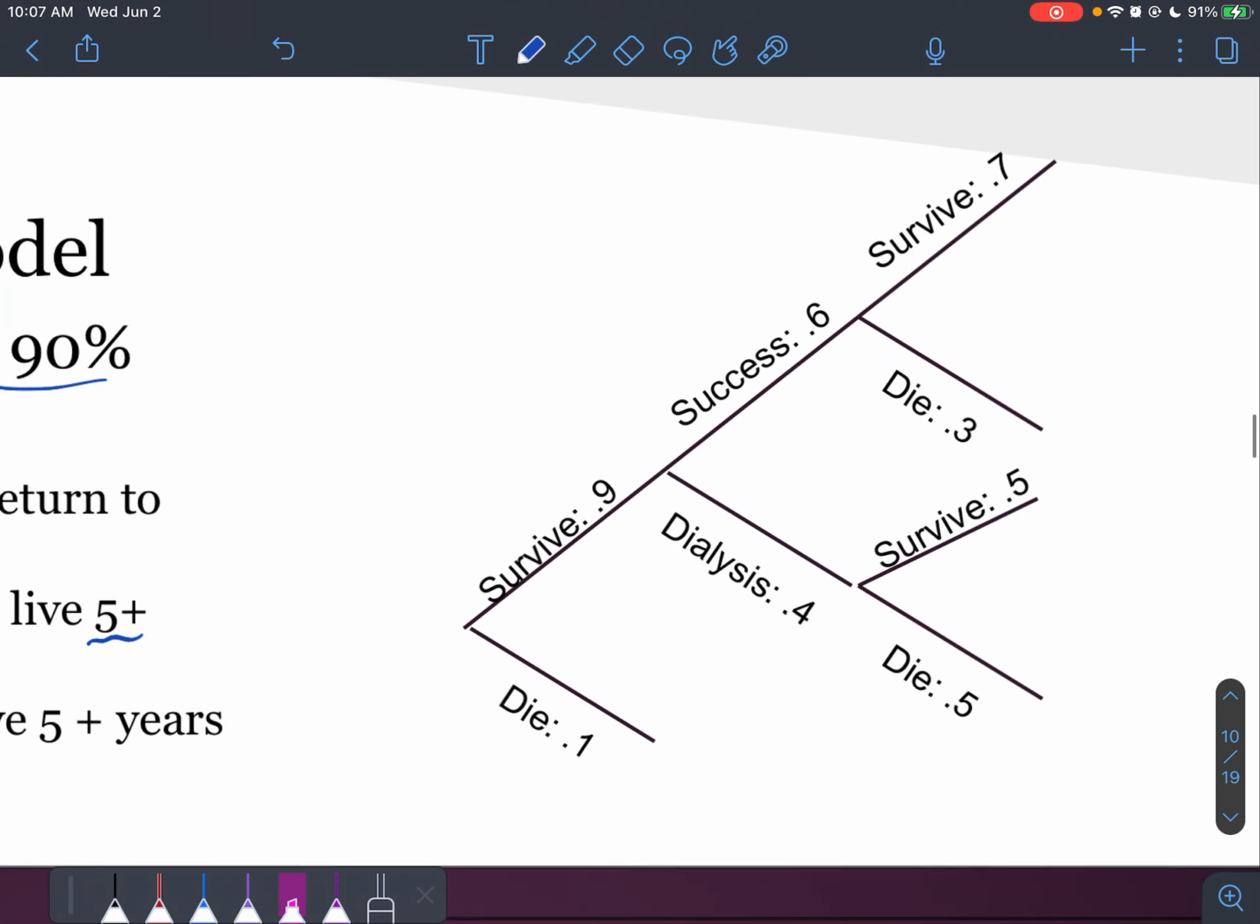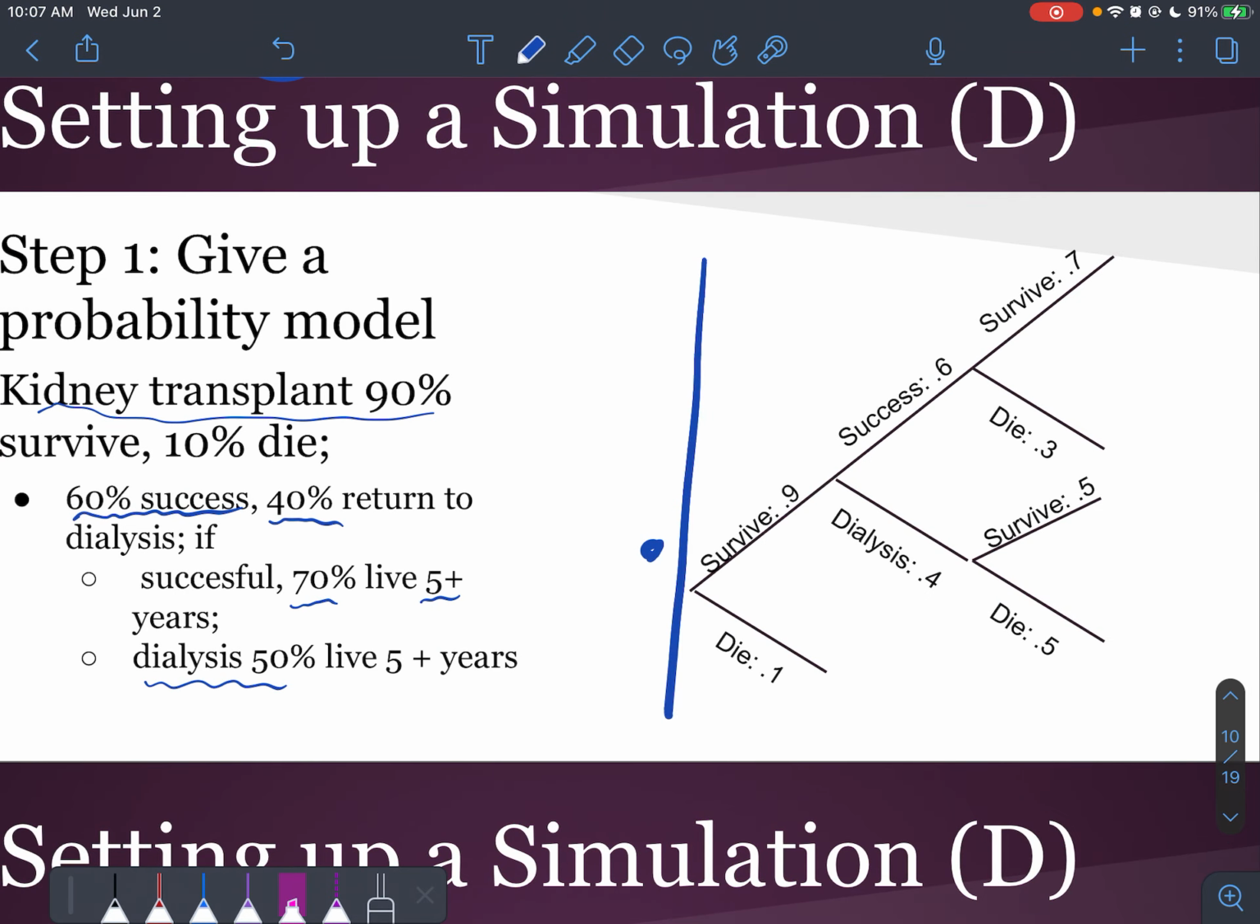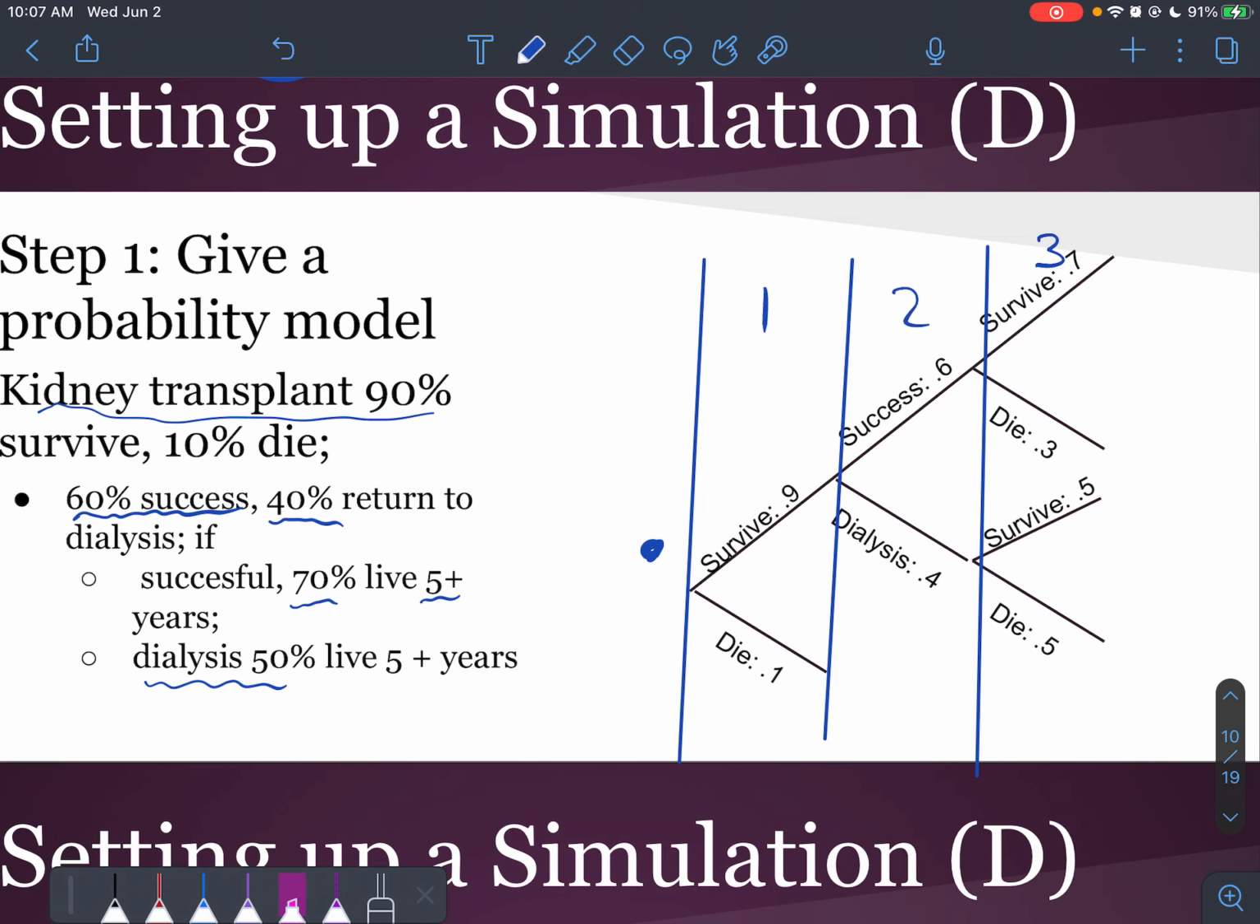So this would be the tree here, and you're using your stages to determine where you're going next, and that's where the random digit generator is going to come in. So this essentially would be stage 1 right here. So this would be stage 1. This would be stage 2, and this would be stage 3.